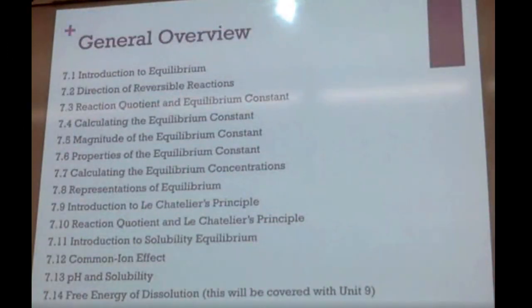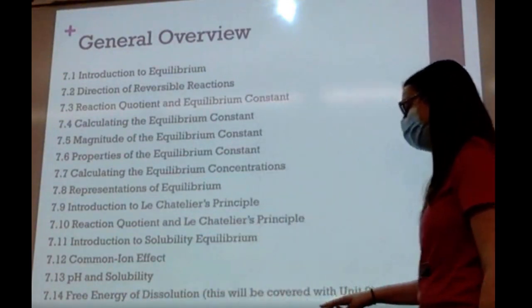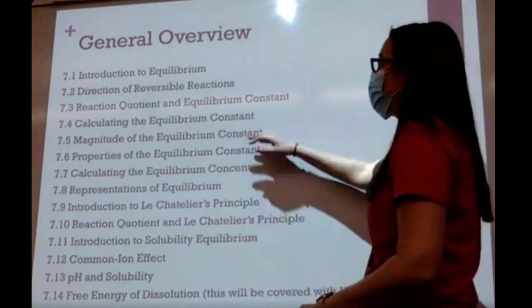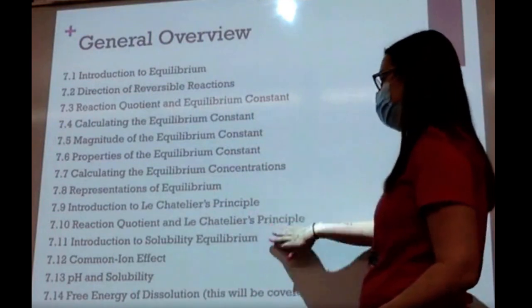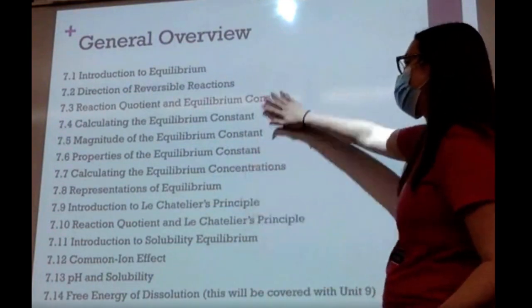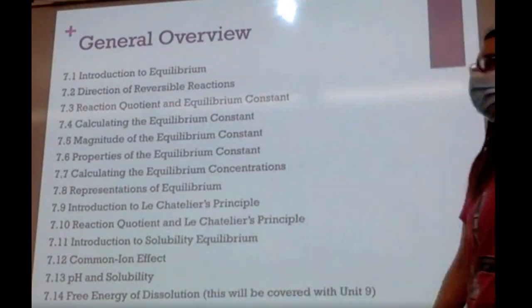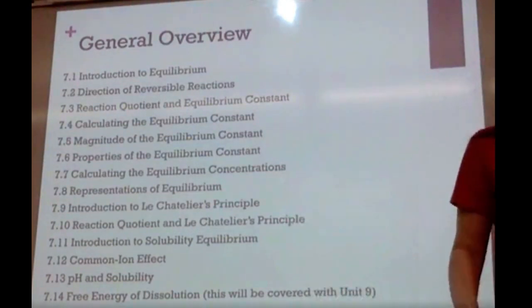So general overview. This has 14 topics. Topic 14, we're actually going to talk about with Unit 9 because it ties in delta G. But you'll notice topic 1 to topic 10, that's all general equilibrium information. Topic 11 through 13 is KSP. So we did KSP when we did buffers and titrations. They throw KSP into general equilibrium.